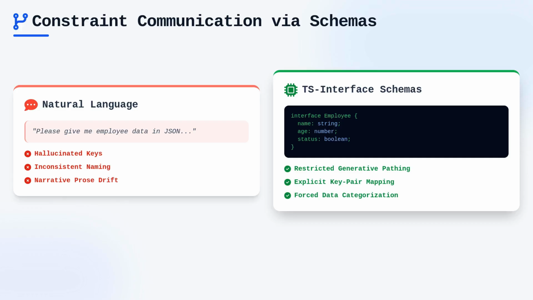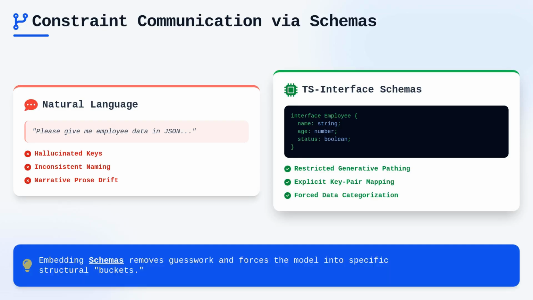When you define the key pair associations explicitly, you remove the guesswork often responsible for hallucinated keys or inconsistent naming conventions.